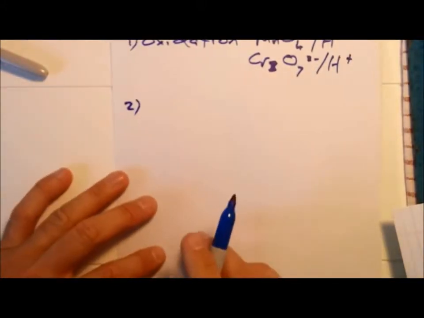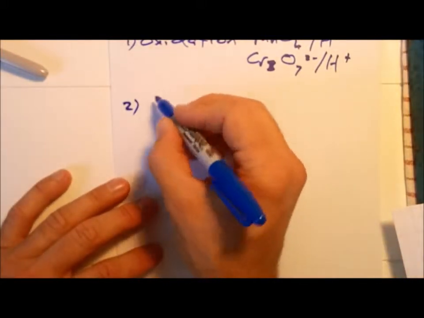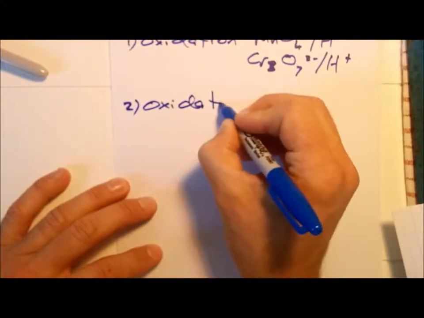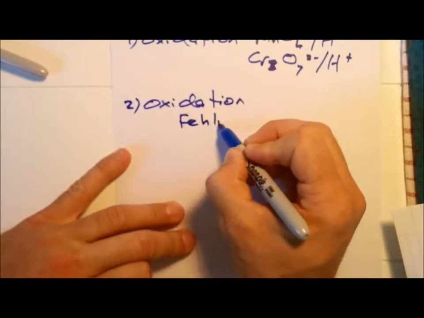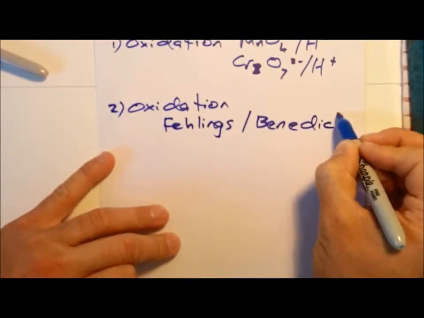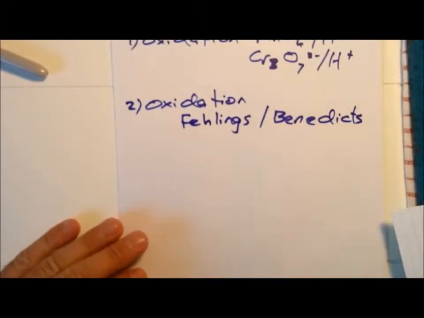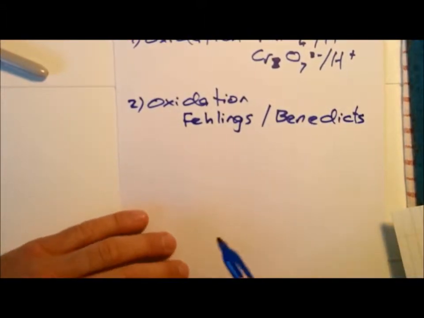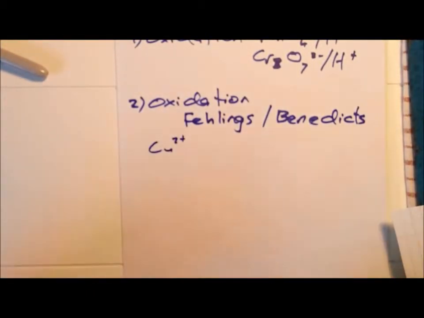The second one that I'm going to cover is another oxidation reaction, but this time it is with Fehling's or Benedict's. Okay, so both of these are effectively the same chemical. They are copper 2+ ions, and they're dissolved into a solution. And what we do, we add them to an alcohol.